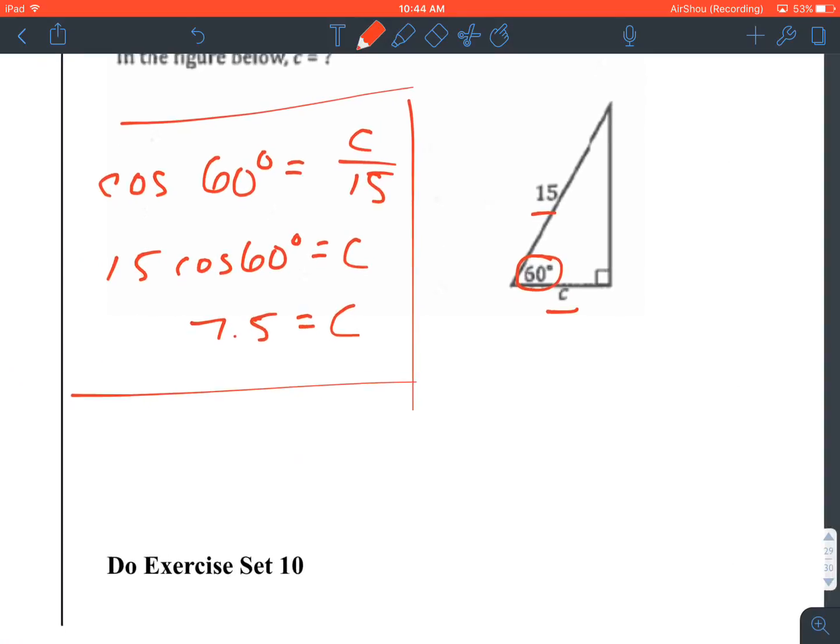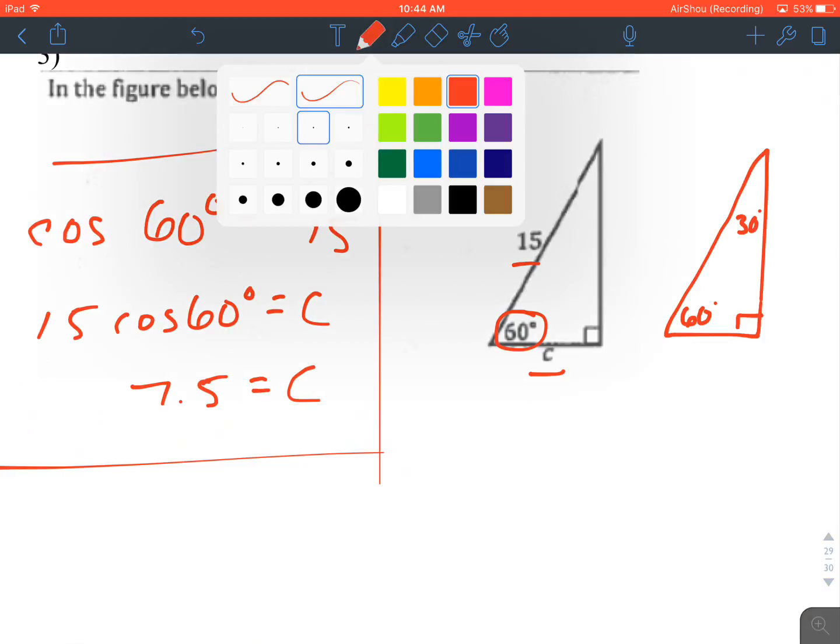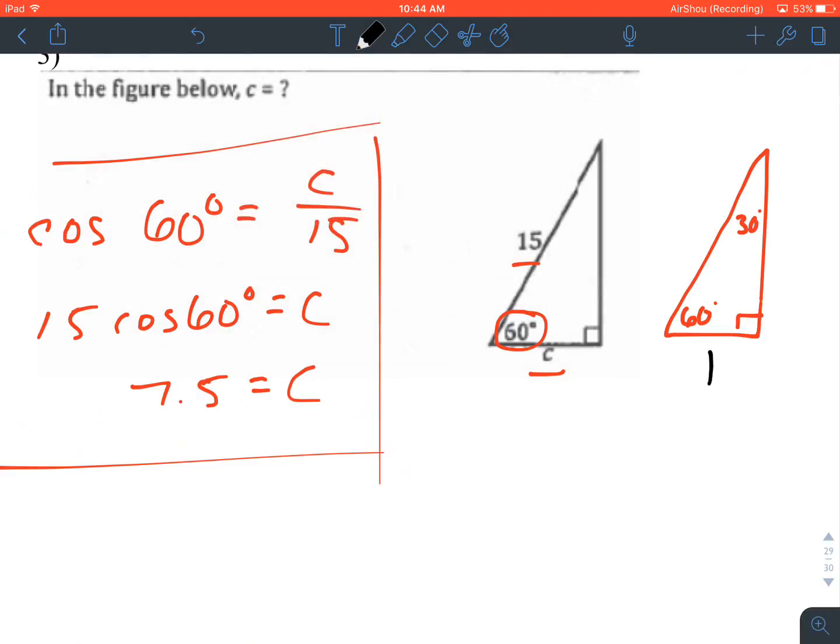This is a special right triangle. Special right triangles are one of the most important things you could ever learn in math because they are used all over the place. In a 30, 60, 90 triangle, opposite 90 is always twice whatever is opposite 30. The larger leg, opposite 60, is always whatever is opposite the shorter leg times the square root of 3.